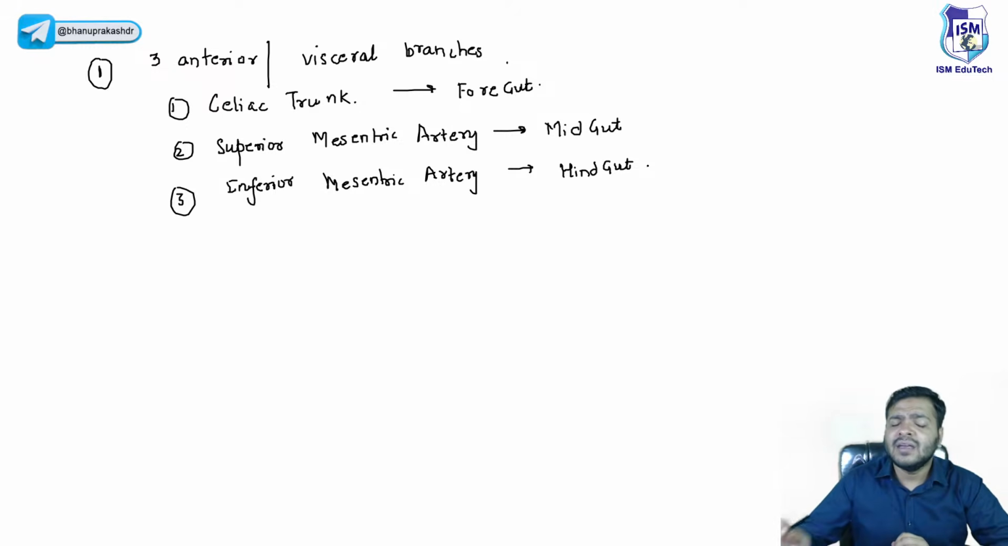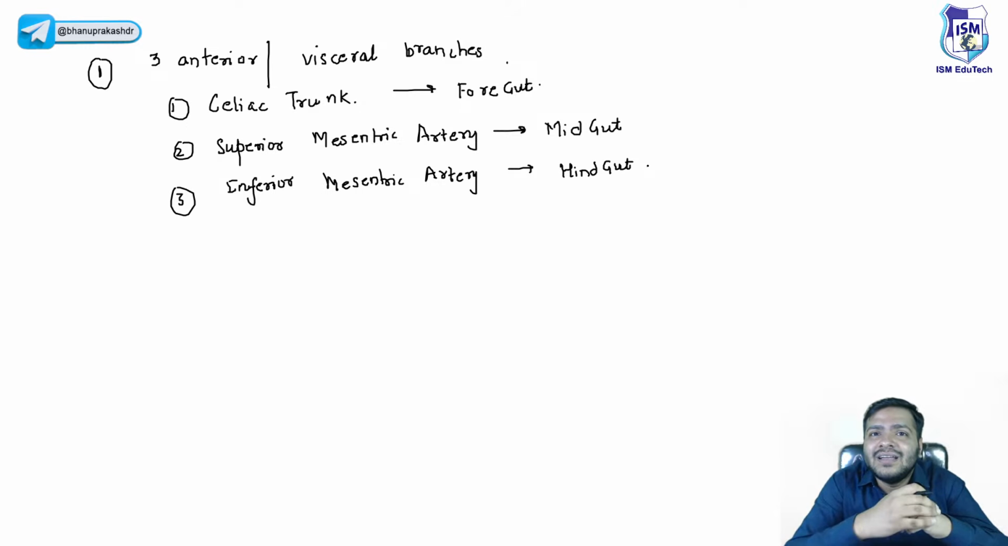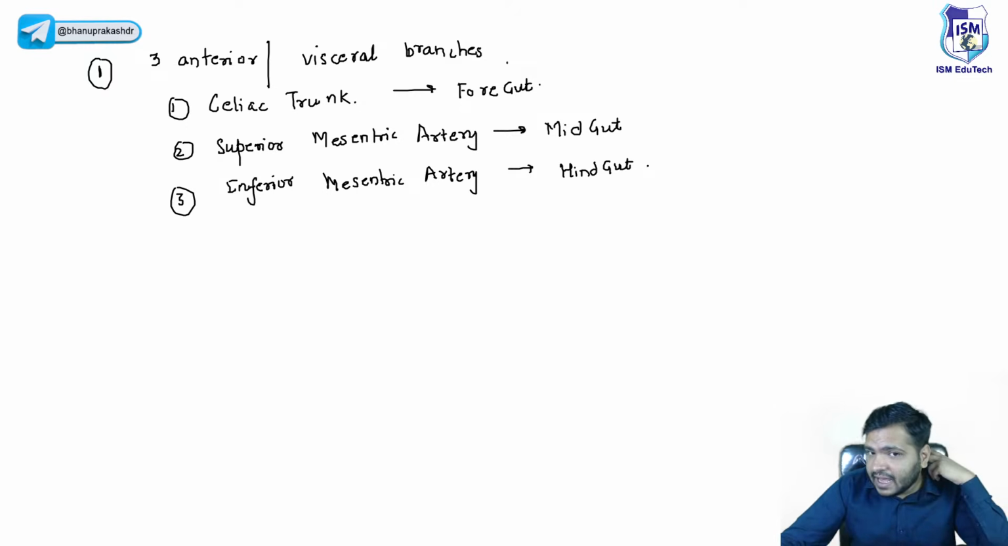Already I have told you that when we say foregut, midgut, and hindgut, how do we divide it? Actually, it is divided on these branches only. They only have this aortic division. Okay, celiac trunk only to the foregut, superior mesenteric artery to the midgut, and inferior mesenteric artery to the hindgut.